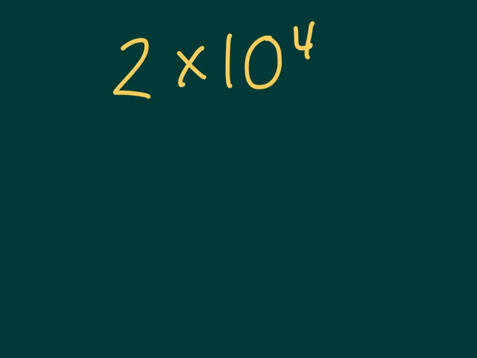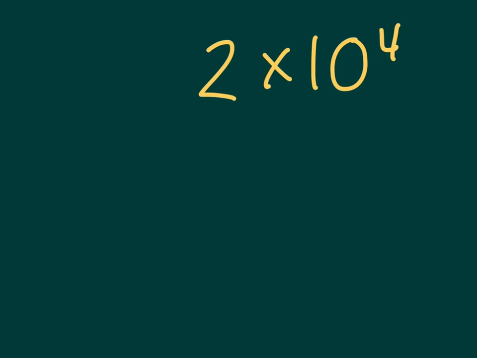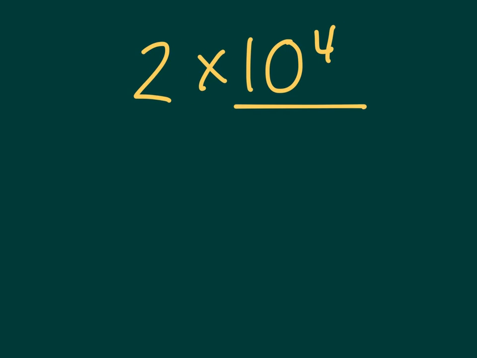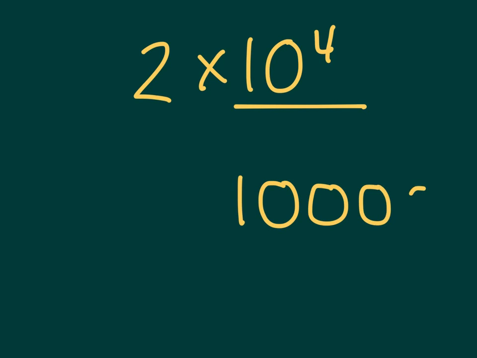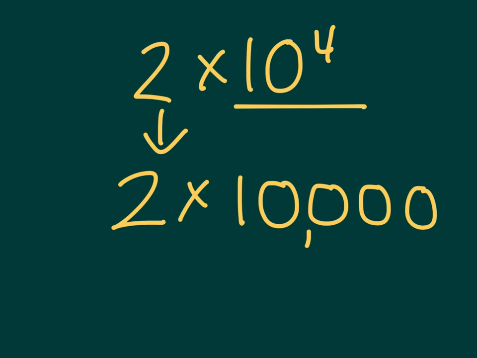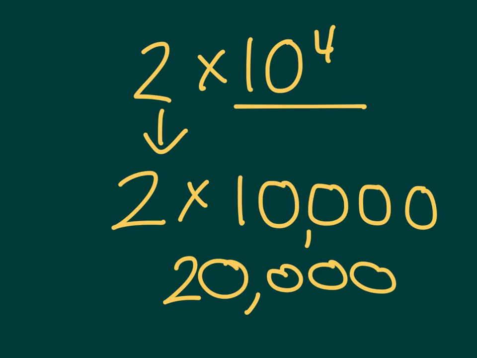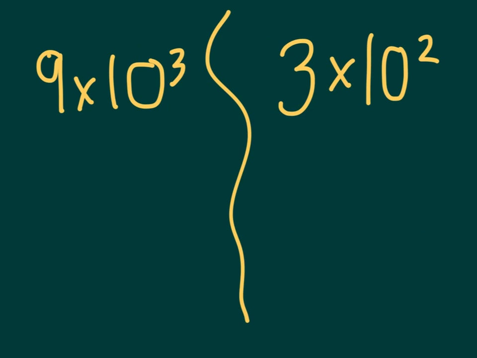Now try to solve this one along with me. If I look at 10 to the fourth power, I know that is 1 with 4 zeros, which is 10,000, and I'm going to bring down my 2 as my other factor, so now I have 2 times 10,000, which is 20,000. Are you ready to try some on your own? Please solve these on your own and press pause.